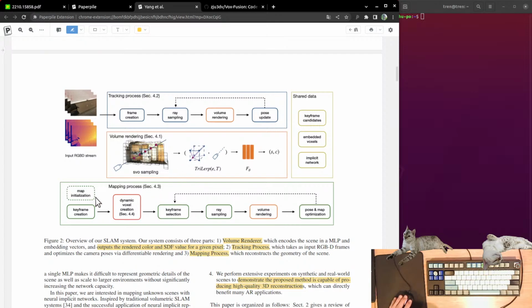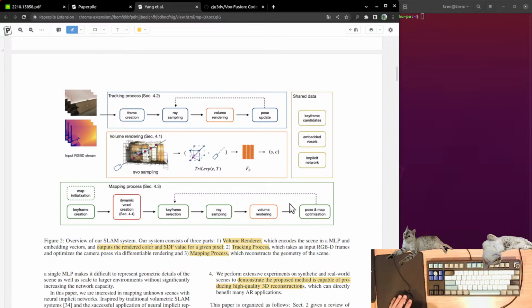And then finally, the mapping process. You have some initialization for the map. You create these keyframes. You voxelize the scene, right? You break it down into these little voxels. This is kind of where the octree comes in. And then there's this repeated process of selecting keyframes, right? Selecting individual RGBD pictures from the stream, individual frames from that video, sampling the rays, rendering the volume, and then going back and comparing them.